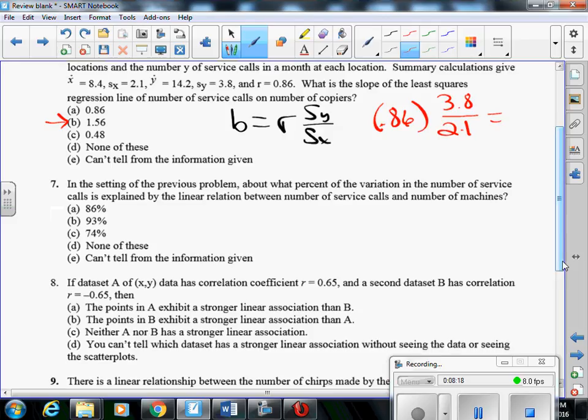Okay, number 7. In the setting of the previous problem, what percent of variation in the number of service hours is explained by the linear relationship between service calls and the number of machines? When I'm asking for percent of variation, I'm talking about R squared. That is literally the definition of R squared. In the previous problem, they told me that R is 0.86. So to calculate R squared, I literally have to square that number, and that gives me C.